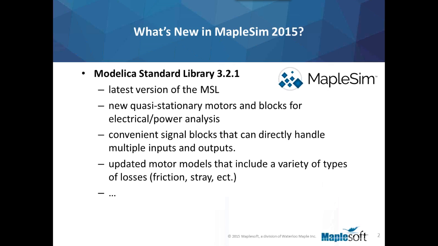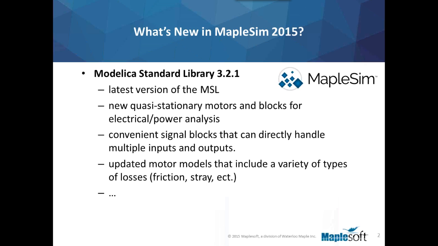Starting on the engine side, this is something we're very excited to announce: MapleSim 2015 now ships with the Modelica Standard Library 3.2.1. This is the latest version of the library, and I'm excited to say this for two reasons. One is it continues to show our progress and commitment to this standard in supporting the subsequent and now the latest version of the library.